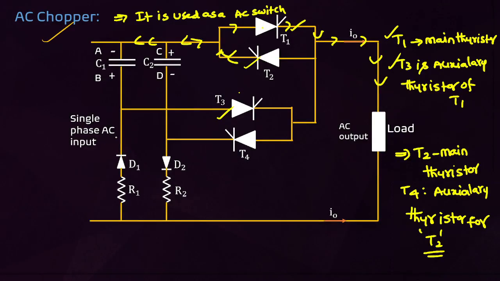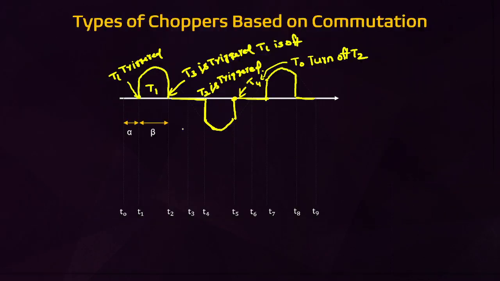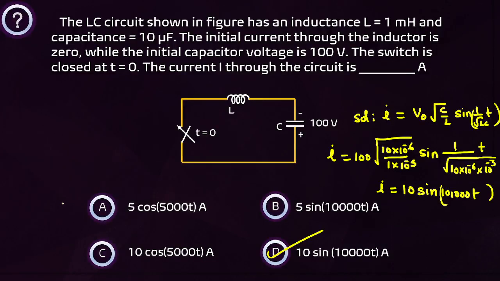Next, AC chopper. With respect to AC chopper, T1, T2 are the main thyristors, T3, T4 are the auxiliary thyristors. To turn off T1, T3 is useful. To turn off T2, T4 is useful, student. Mainly the AC chopper is used as an AC switch. We can control the output as AC only. Even though it is a chopper, why is it named AC chopper? Because we can control our output side as AC. That's why AC chopper is used as an AC static switch only. And this problem you have to practice, students. Very important. The LC circuit is given.